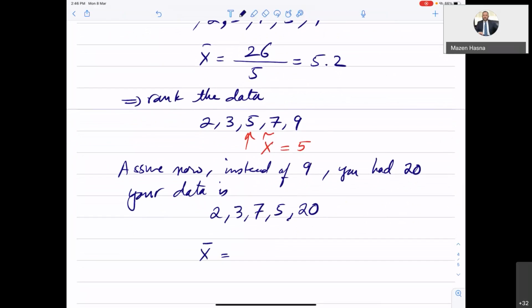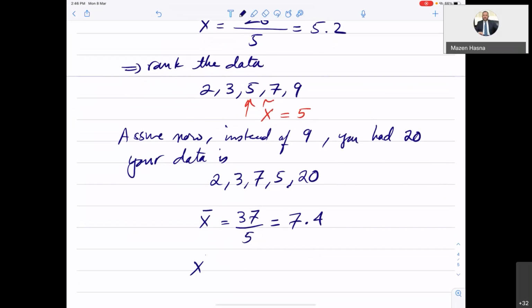X bar is 5, 10, 30, 37 over 5, which is 7.4. So as you can see, by changing one data point, the mean was affected substantially. It was 5.2, now it's 7.4.